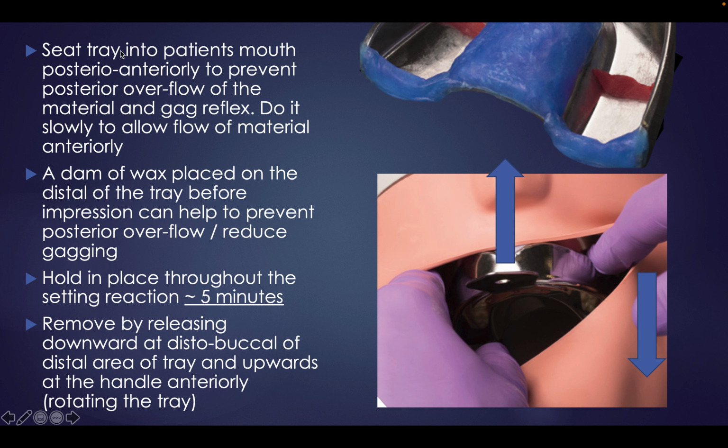tray. Seat the tray into the patient's mouth with the posterior area first and then anterior, slowly, so that everything does not overflow to the patient's throat and you introduce a gag reflex. Go slowly so the material flows forward, or anteriorly. Now, keep and hold. Don't push, just hold it for 5 full minutes, because most of the materials you're going to be using have 5 minutes, except the polysulfide we don't really use, but polyether and PVS have a setting time of 5 minutes.